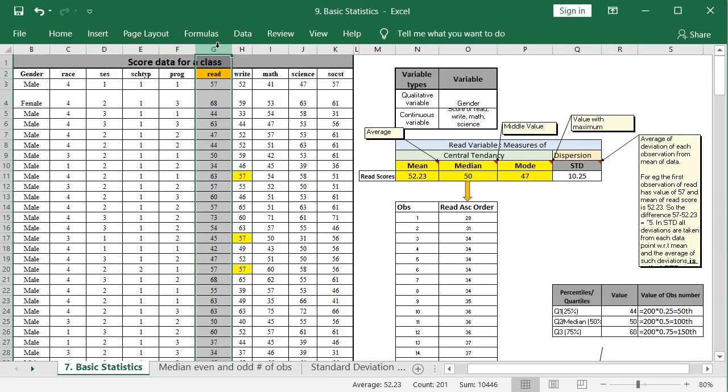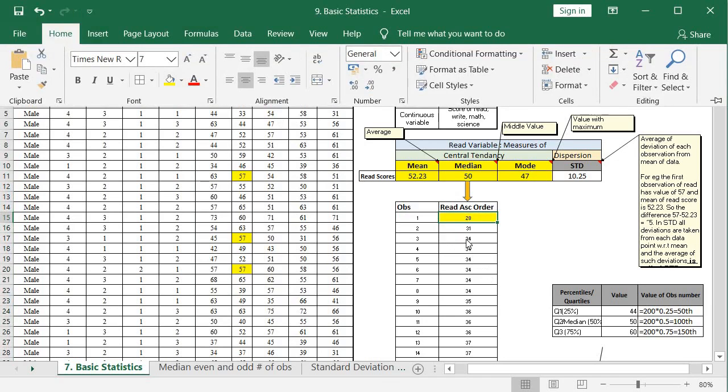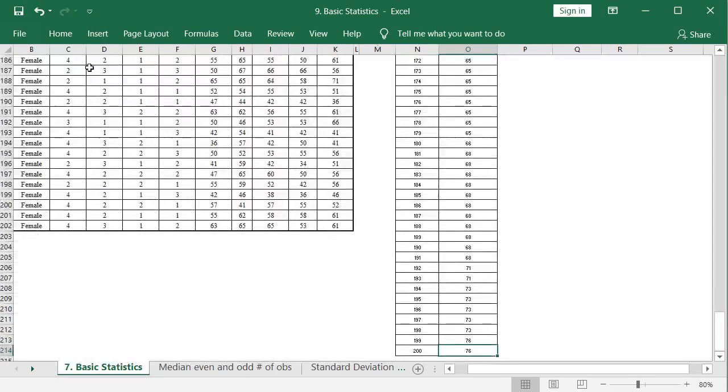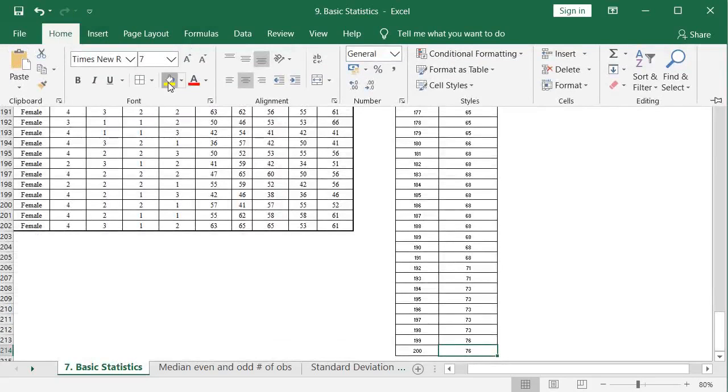If you look at the Reed score, which we have analyzed till now, if you want to find out the range, so range is simply maximum minus minimum. The minimum marks one of the students has got is 28, and the maximum marks, if we scroll down to the bottom of this table, is 76. So range is 76 minus 28.